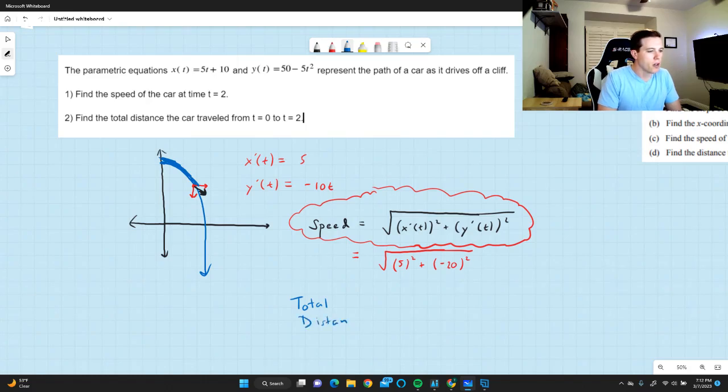Because arc length was 1 plus the derivative squared, and then you take the square root of that and accumulate it.